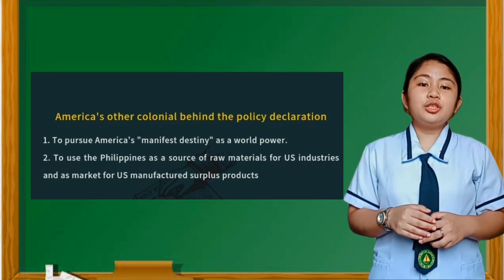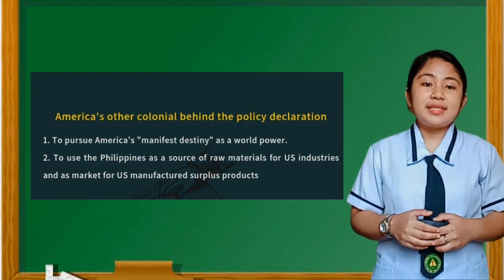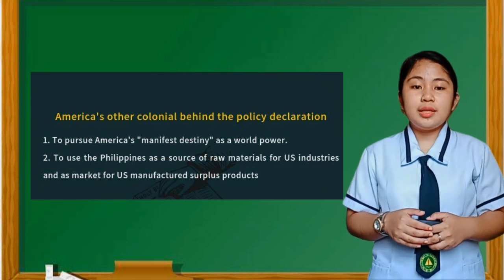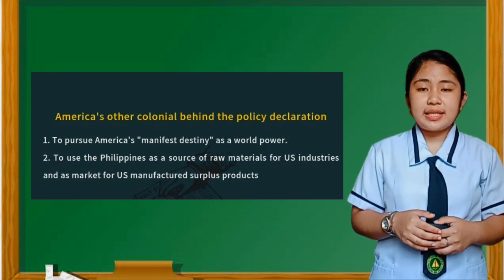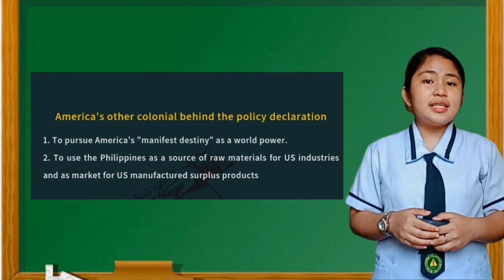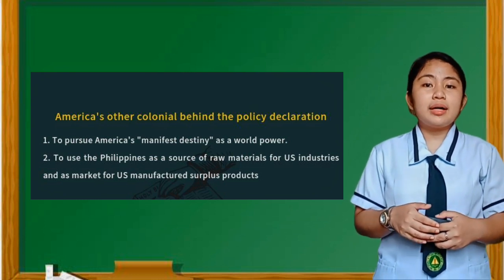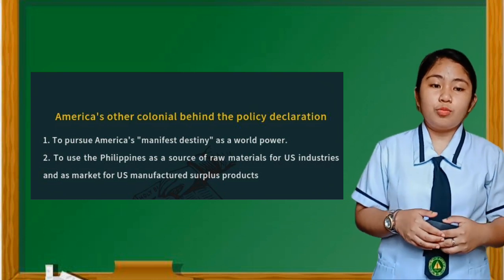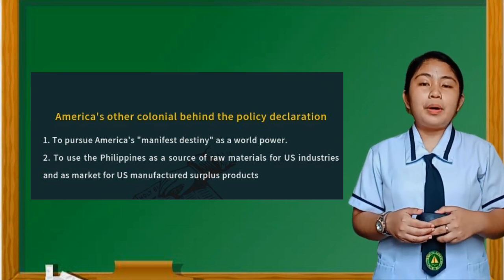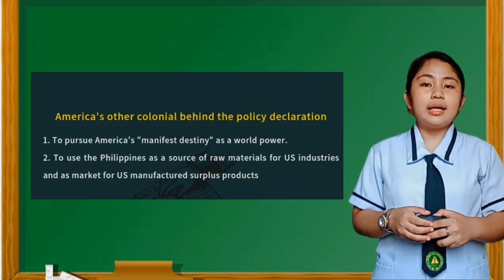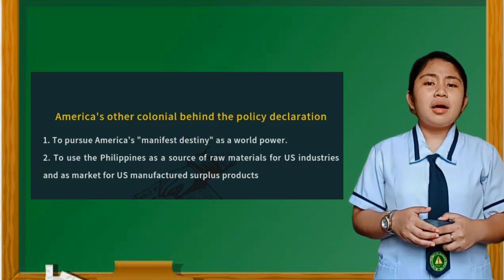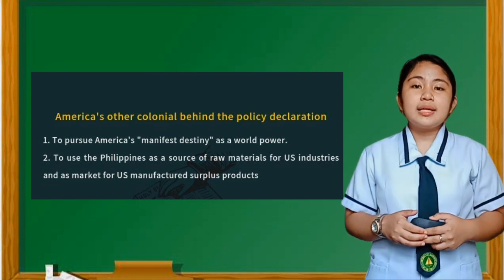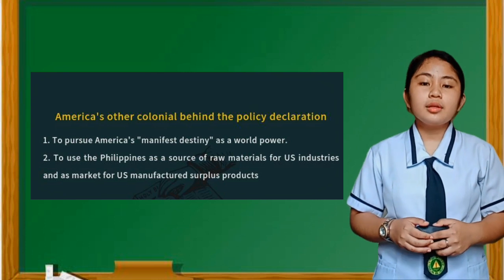So number one is to pursue America's manifest destiny as a world power. So this refers to the belief among some Americans na it was their nation's destiny para palawakin ang kanilang mga territory and ang influence across the globe. Kasi for them, ang pagsakop sa isang bansa tulad ng bansang Pilipinas ay isang paraan upang maipakita ang kanilang kapangyarihan at makilala sa global stage.